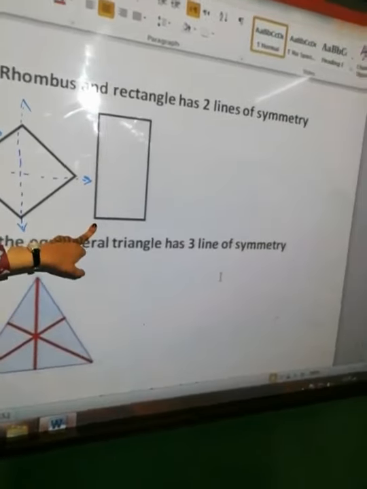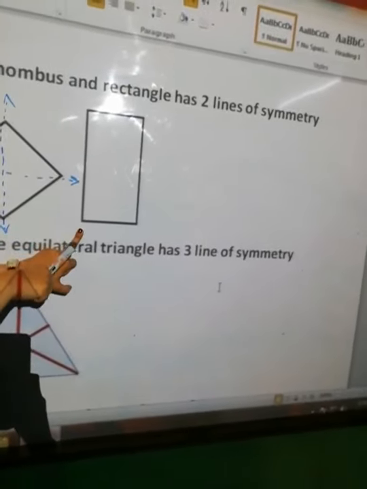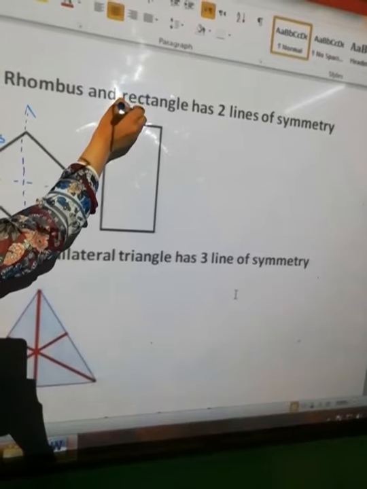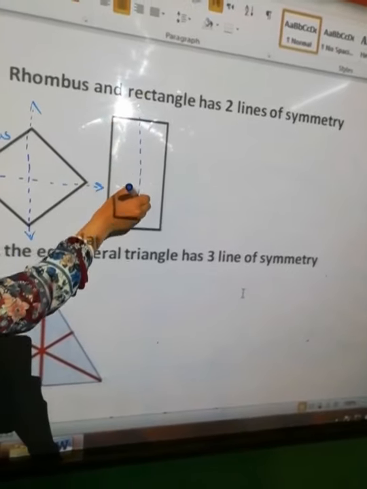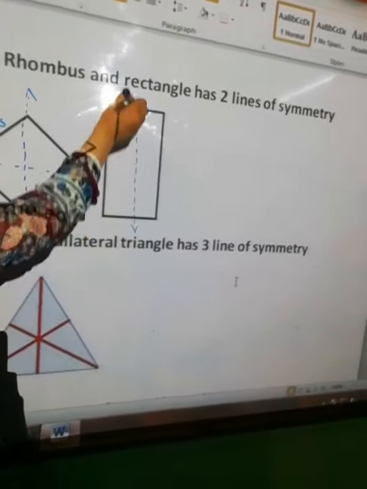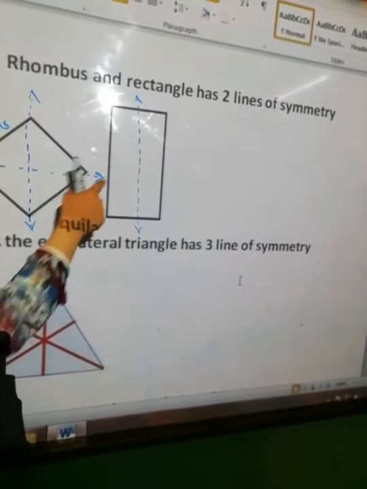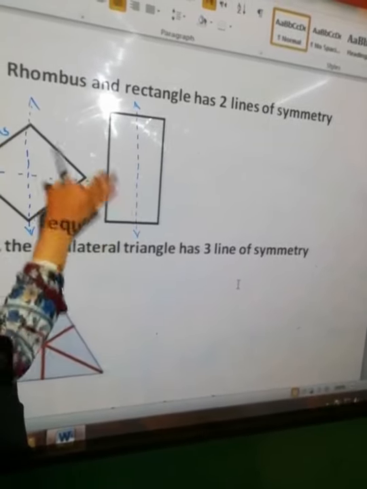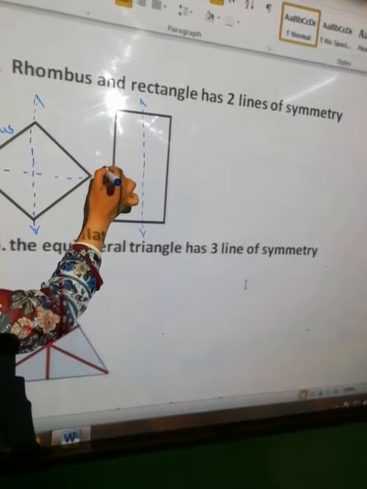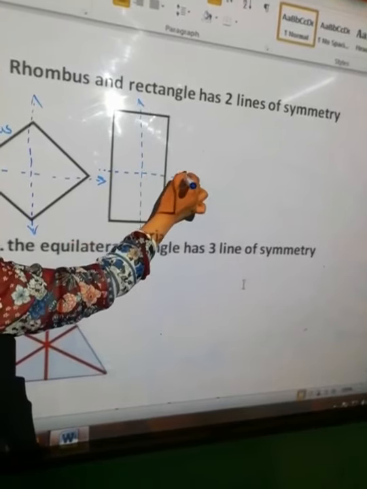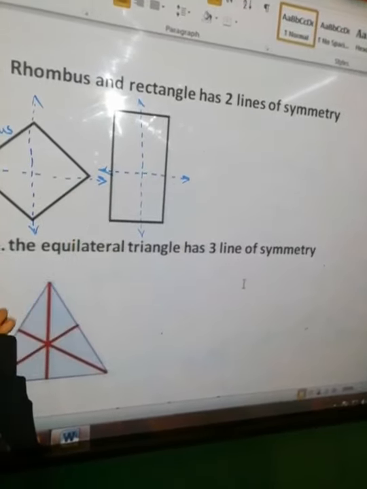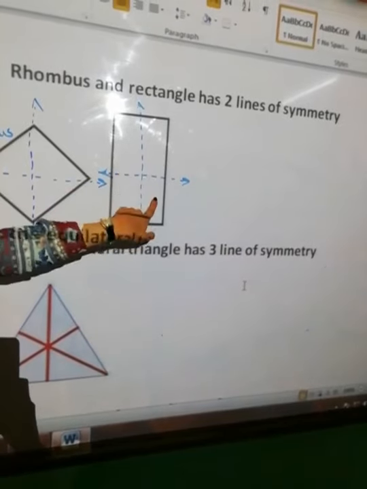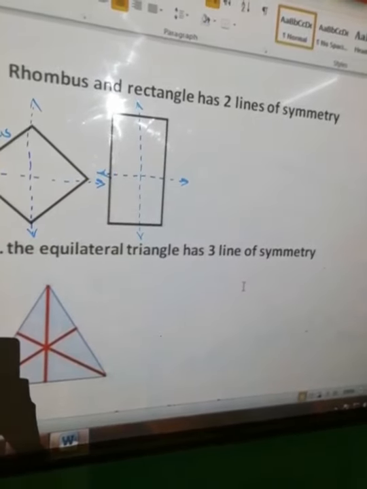Next polygon, it's a rectangle. When you draw a first line like this, we have two parts exactly the same. We draw a next line. Look, four parts the same.